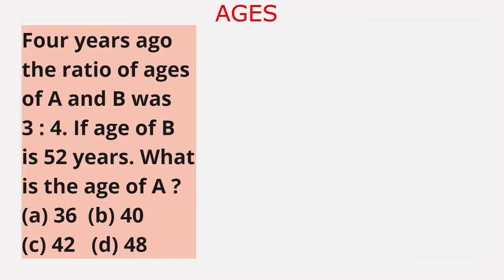Now we add 4 to 36, we get 40. And that is the present age of A. Hence from the given options, our answer is option B. This is the second method of solving orally. Now I write all the steps so that you can understand how we solved it orally.